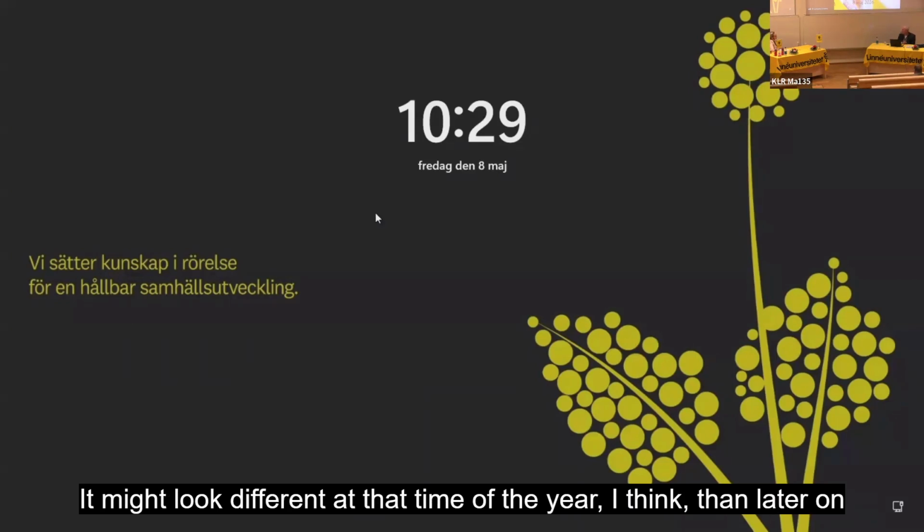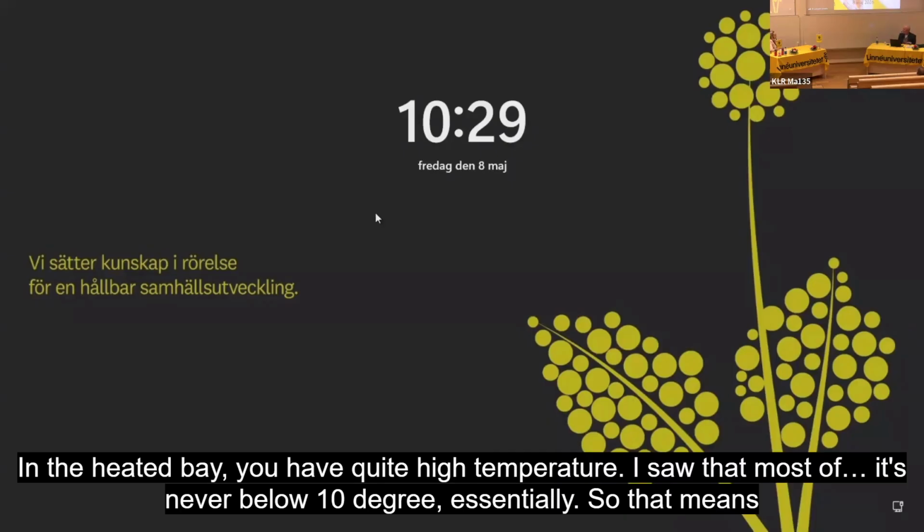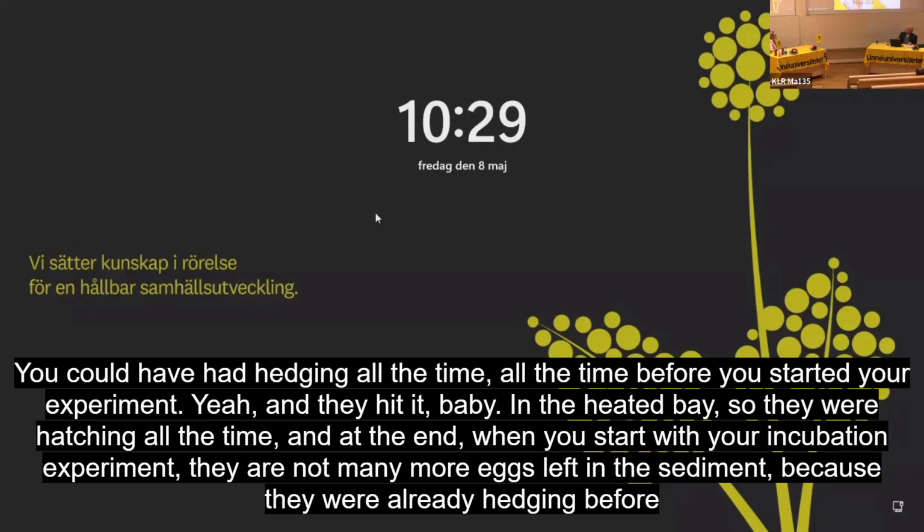It might look different at that time of the year, I think, than later on. And one possible reason that we probably do not know is that in the heated bay you have quite high temperature. I saw that it's never below 10 degrees, essentially. So that means you could have had hatching all the time before you started your incubation experiment. There are not many more eggs left in the sediment because they were already hatching before.